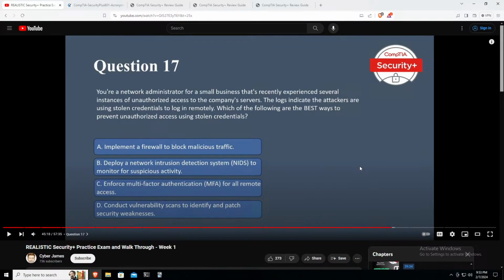You are a network admin for a small business that recently experienced several instances of unauthorized access to the company's servers. The log indicates the attackers are using stolen credentials to log in remotely. All right. Which of the following are best ways to prevent unauthorized access using stolen credentials?